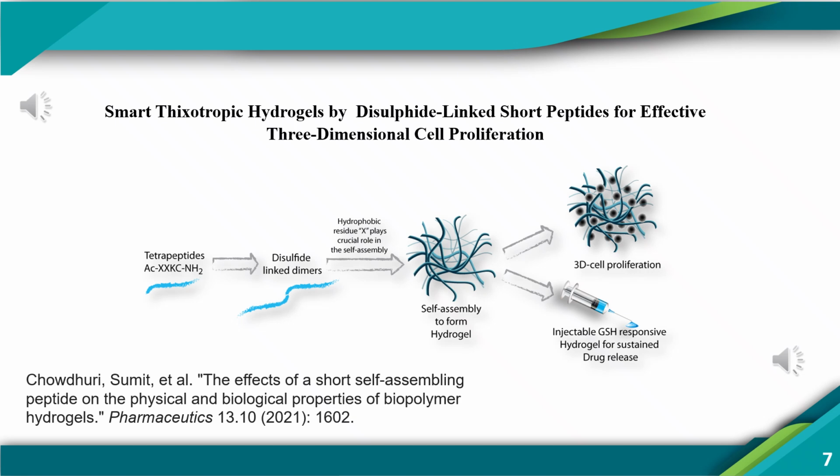In this study, two peptides were compared. VVKC, V stands for valine, and FFKC, F stands for phenylalanine. Valine is hydrophobic, but phenylalanine is more hydrophobic and also engages in pi-pi stacking. This difference turns out to be very important.